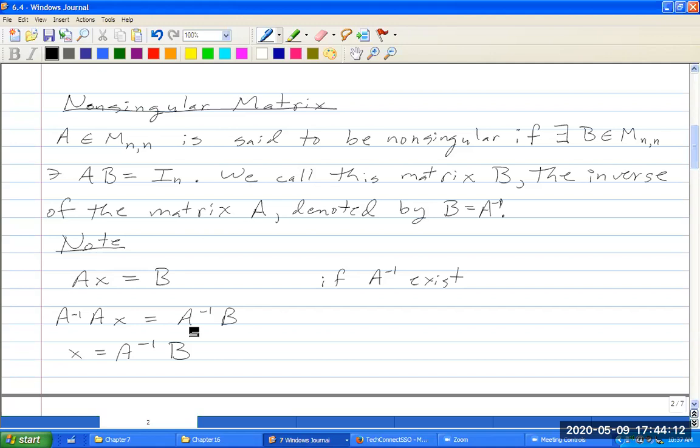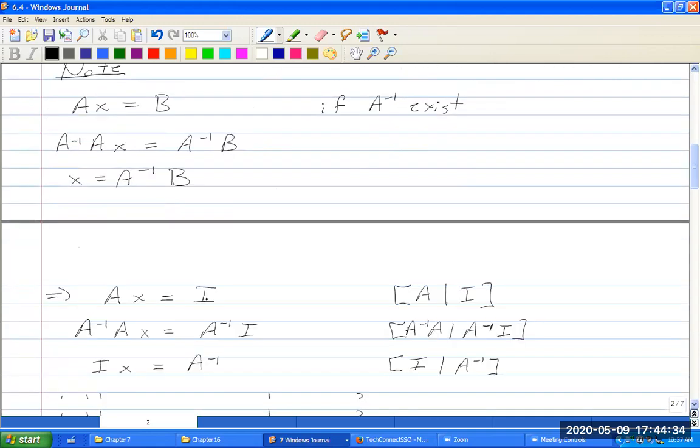Note that in general, matrix multiplication is not commutative. So A times B is usually not equal to B times A. So that's why I'm a little bit careful when I write multiplication that I write in the correct order. They don't change anything.